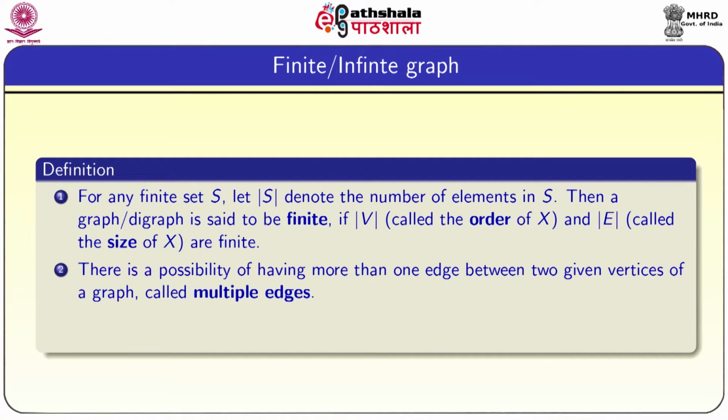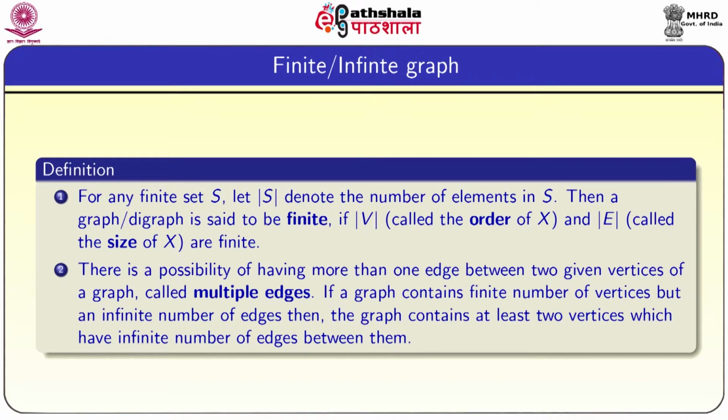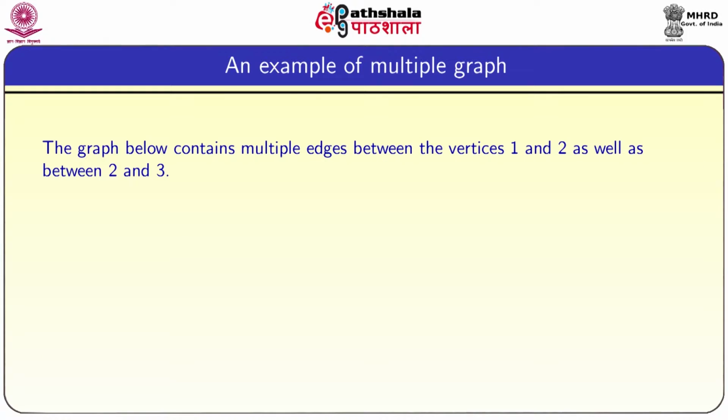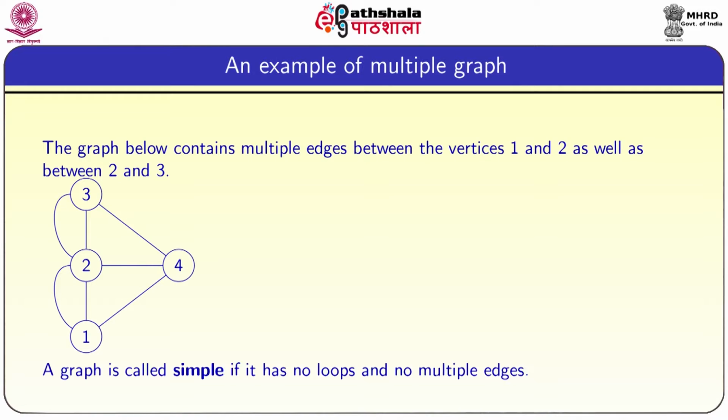That means the number of vertices is finite as well as the number of edges is finite, then the graph is said to be finite. There is a possibility of having more than one edge between two given vertices of a graph. In that case, those edges are called multiple edges. If a graph contains a finite number of vertices but an infinite number of edges, then the graph contains at least two vertices which have an infinite number of edges between them. An example of a multigraph, a graph which we will give below, contains multiple edges between vertices 1 and 2 as well as 2 and 3. So one can see that there are two edges between 1 and 2 and two edges between 2 and 3. So this is a multigraph.